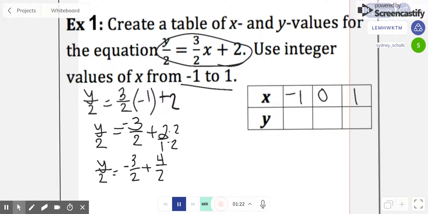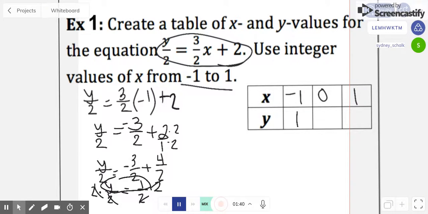Well, -3 halves plus 4 halves is 1 half, and that equals y over 2. When we multiply by 2 to get y by itself, those 2's cancel, leaving us with just y equals 1. So when x is -1, y is 1.